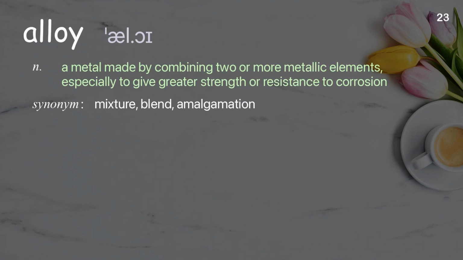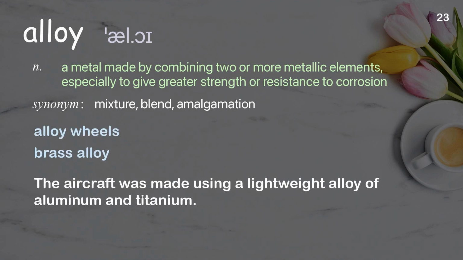Alloy: a metal made by combining two or more metallic elements, especially to give greater strength or resistance to corrosion. Examples: alloy wheels. Brass alloy. The aircraft was made using a lightweight alloy of aluminum and titanium.